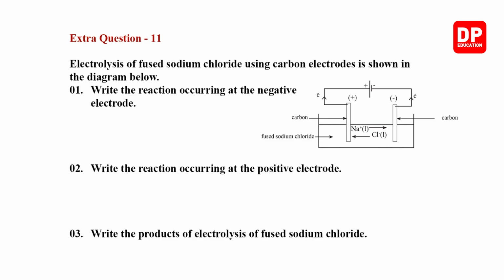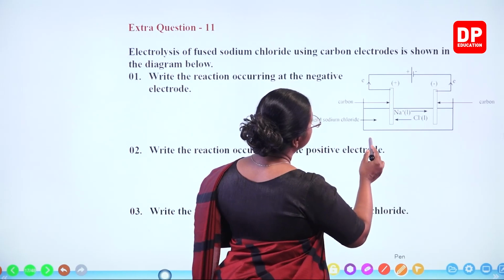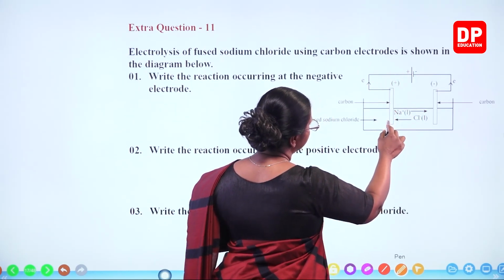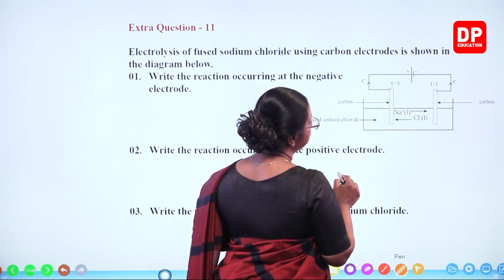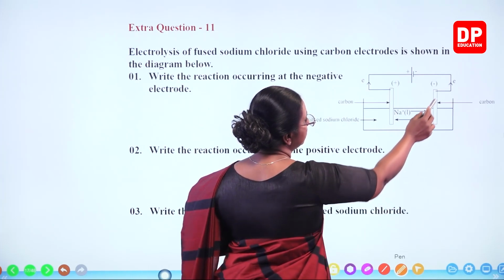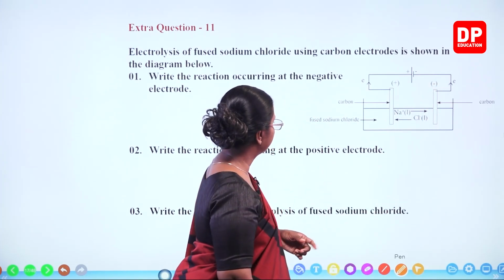Electrolysis of fused sodium chloride using carbon electrodes is shown in the diagram below. If we look at the diagram, you can see the power supply. The positive terminal is connected to this carbon electrode, so that becomes positive. Then the negative terminal is connected to this carbon electrode, so that becomes the negative electrode.